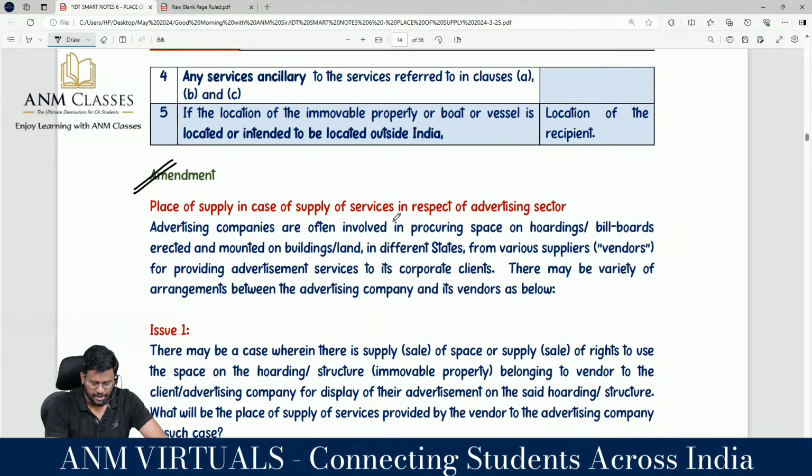Place of supply in case of supply of service in relation to the advertising sector. Today advertising is growing like anything, right? Yes, sir. And advertising has something to do with immovable property also, because many advertisements are attached with the property. So they are raising an issue and they are clarifying.